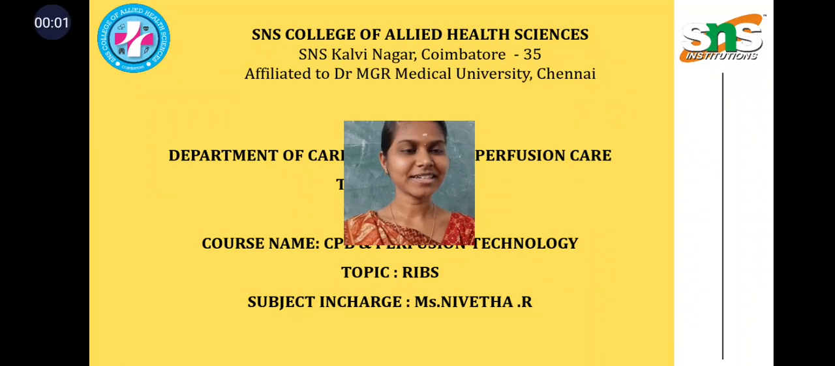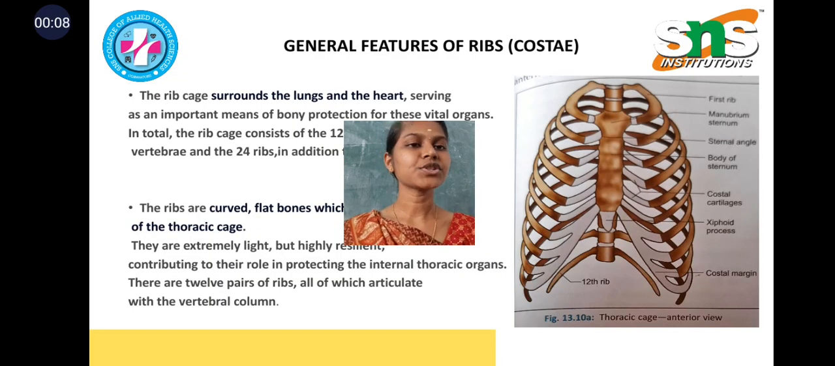My name is Nivedha Raja and I'm here to explain the topic ribs. So, the general features of ribs.